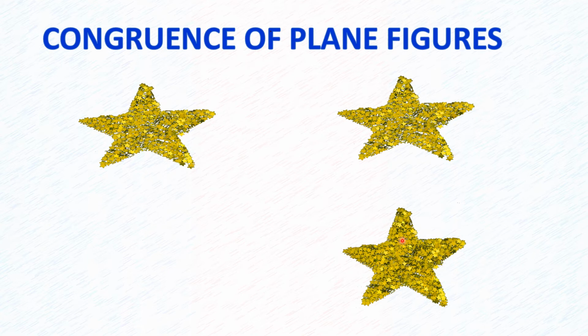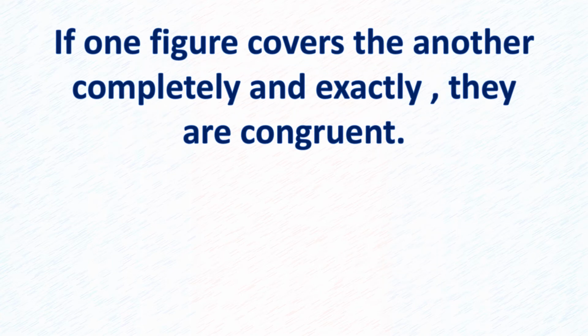So that means the two figures cover each other completely and exactly, right? So that is what we mean by congruency of plane figures, that if one figure covers another completely and exactly, then they are congruent.